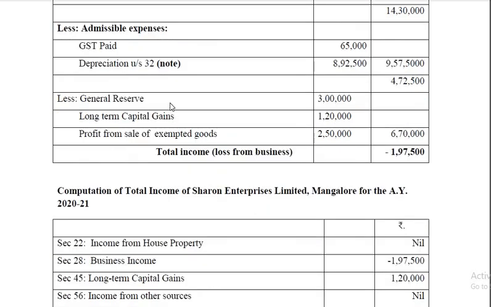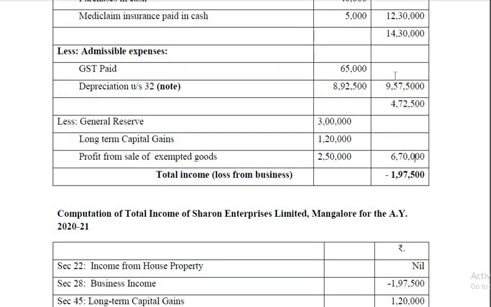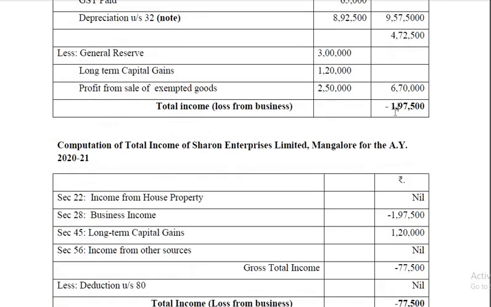Then from the credit side, general reserve should be deducted, long-term capital gain should be deducted, and profit from sale of exempted goods, the section 10B, should be deducted. 6,70,000 should be deducted. So you will get a minus value, that is, total income is nothing but loss from business, 1,97,500. If that is the case, you have to find out the possibility of set off.